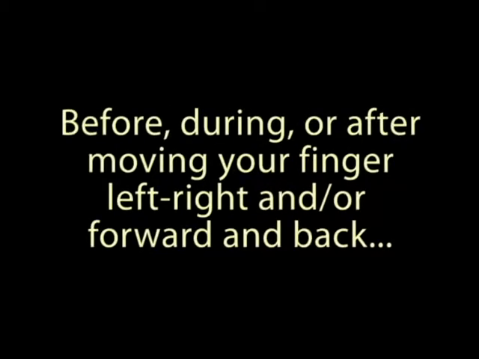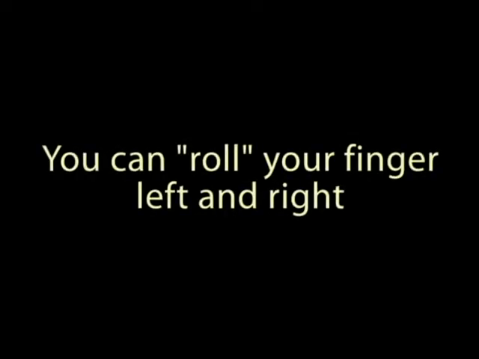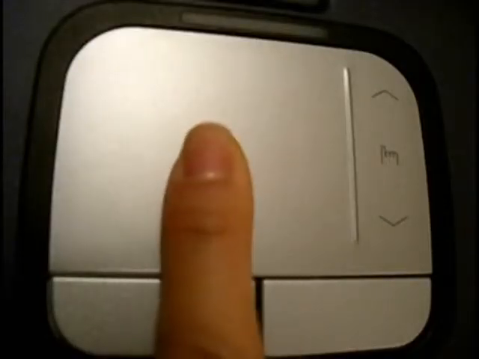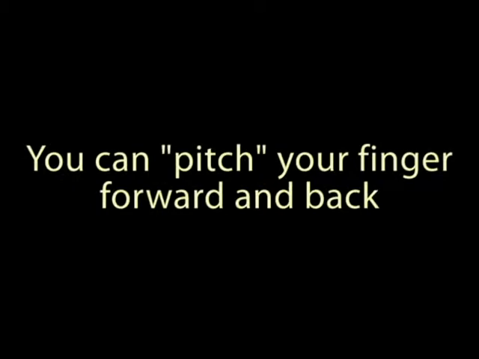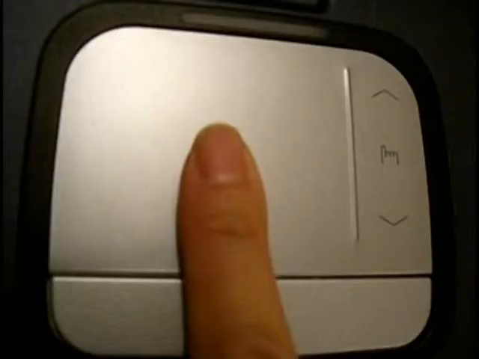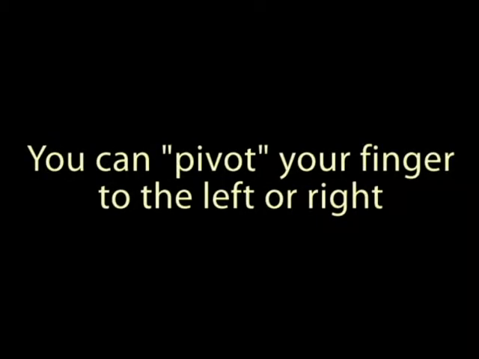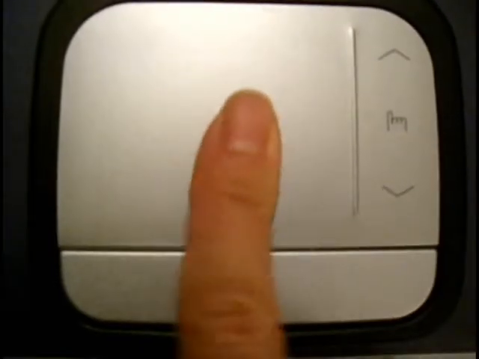When you move your finger around in the ways that you're used to, up, down, left and right, or in combination, you can additionally roll your finger left and right. You can pitch your finger forward and back. And you can also pivot your finger to the left or right along with the other motions that you're used to doing on the pad, controlling up to 6 things at once.